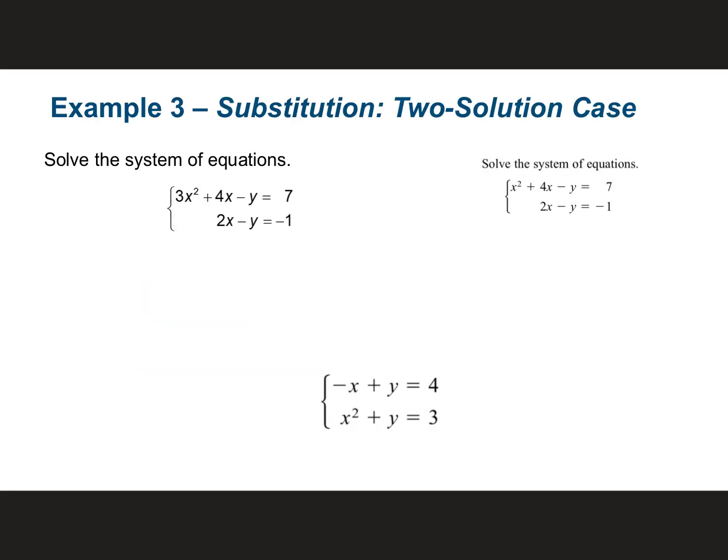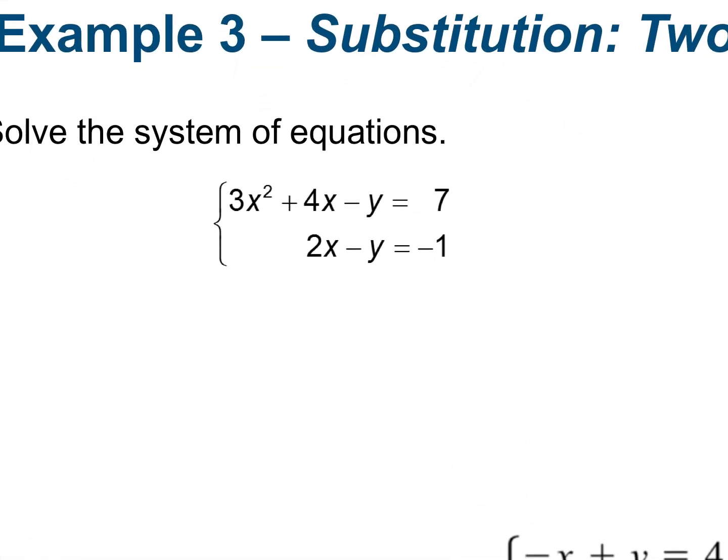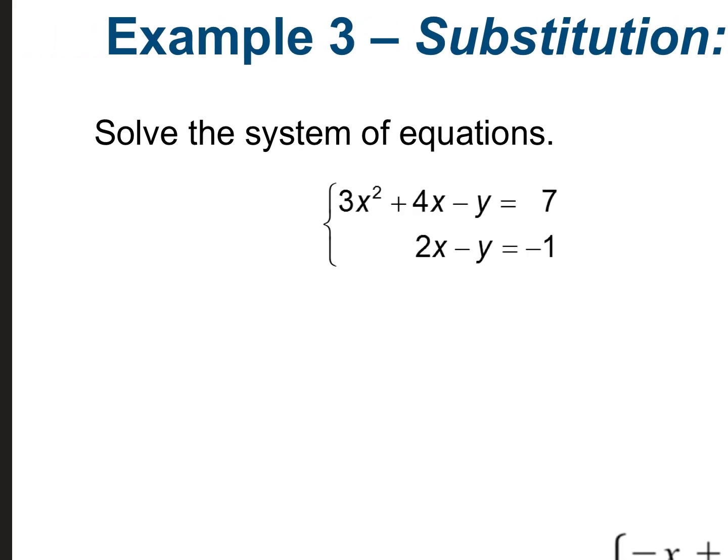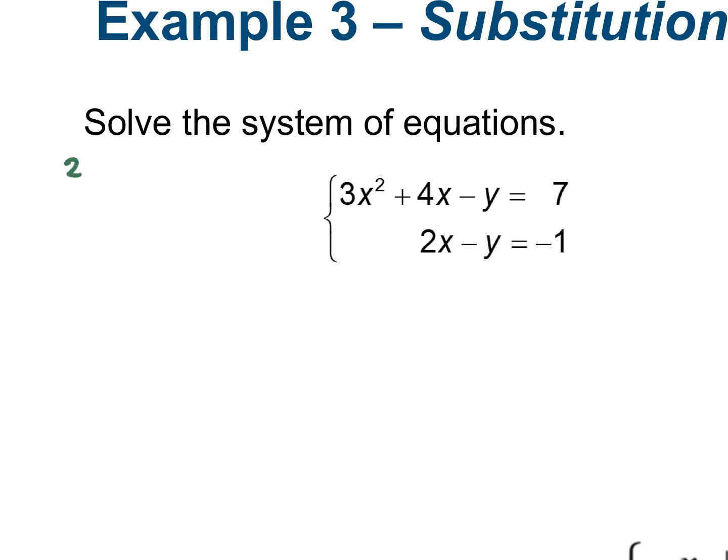For your next example, you're going to work with 3x squared plus 4x minus y is equal to 7, and 2x minus y is equal to negative 1. If it was me, I'd solve that bottom equation for y. So what we would do is we would take that 2x minus y is equal to negative 1. If we solve it for y, I'm going to move the y over and add it to both sides so that way it's positive.